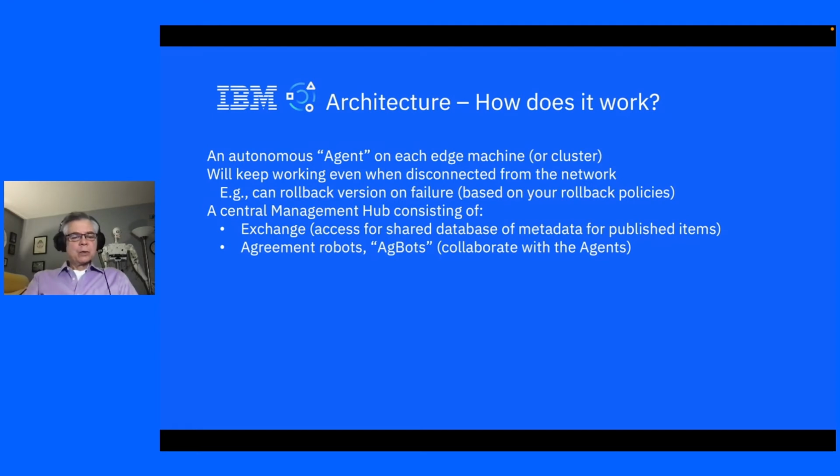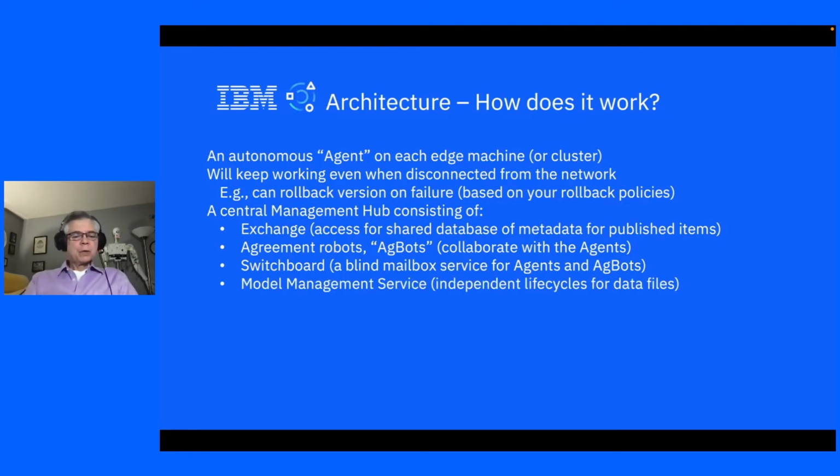And then we have some agreement robots, or what we call agbots, that collaborate with the agents, but they're located in the central management hub. Then we have a switchboard, and this is a blind mailbox service for the agents and agbots to communicate, and I'll talk more about that in a bit. And there's a model management service, which is what enables the independent life cycles for your data files, and a secrets manager to allow you to securely distribute credentials to edge services. We're integrated with HashiCorp's Vault for that.